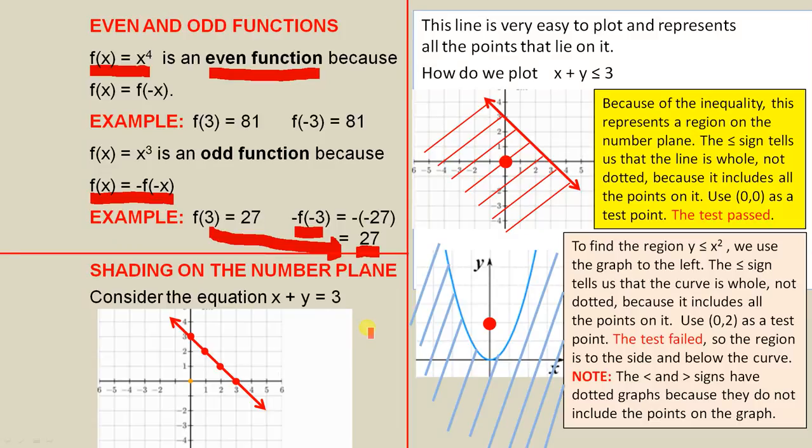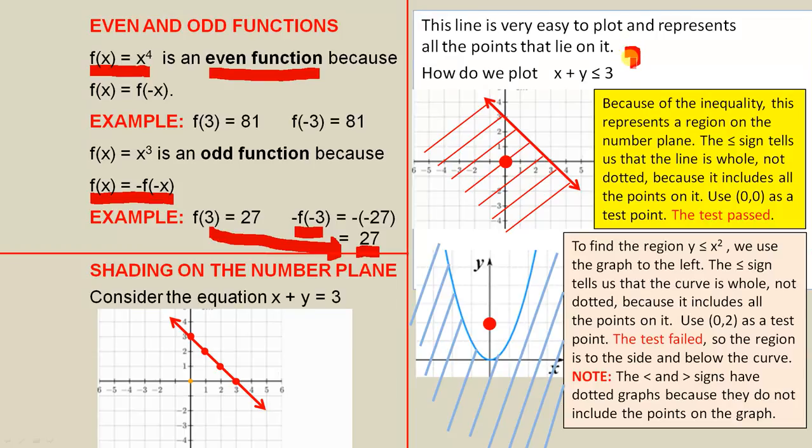Shading on the number plane. Consider the equation x plus y equals 3. This line is very easy to plot and represents all the points that lie on it. I've just found a few points here, joined them together, and that gives you the line. Very easy to see, and there's no need to explain that. That's very basic.